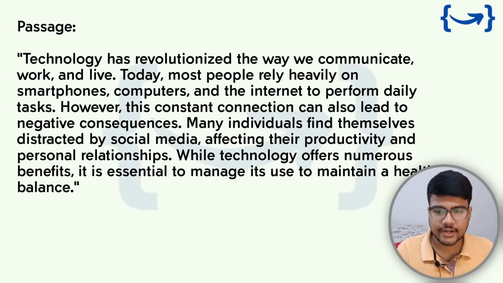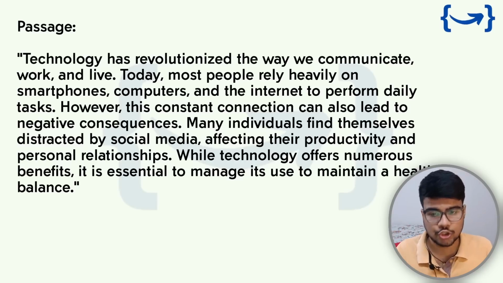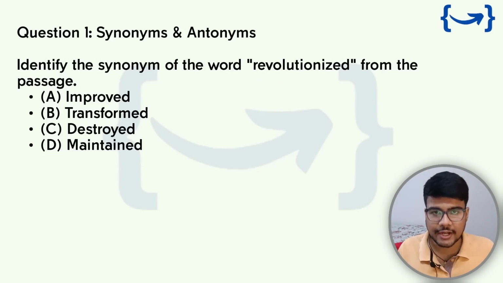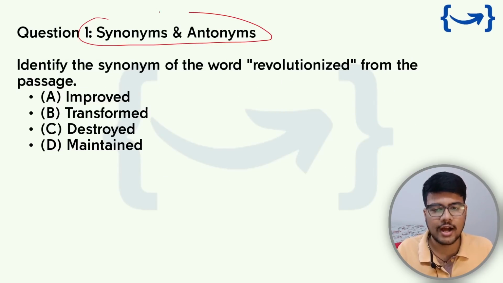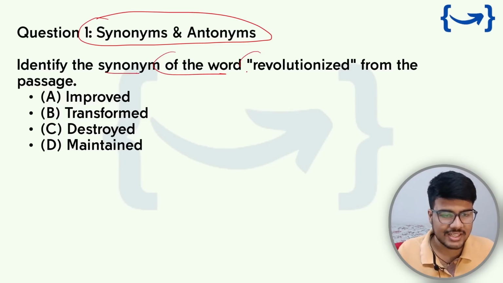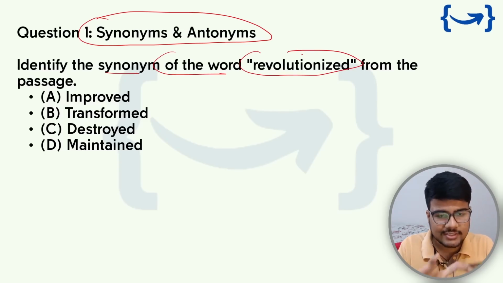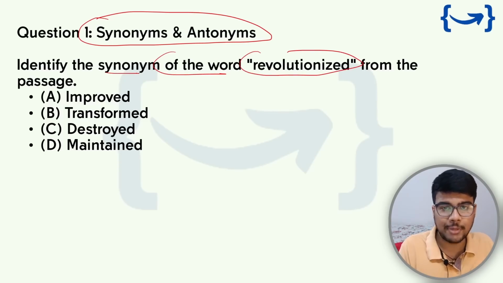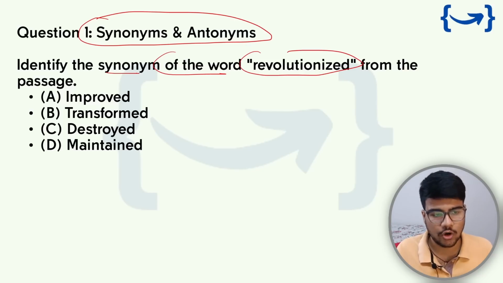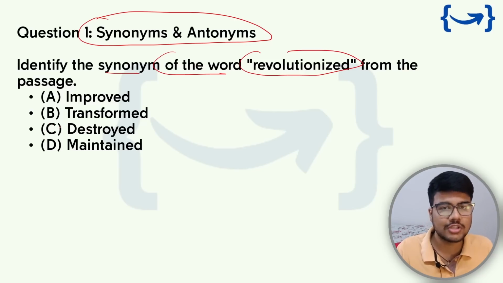Now, as you have read all the lines present in this passage, I guess you are able to answer all the problems that I am going to show you. Now, synonyms and antonyms. These types of problems were asked in the Cognizant Communication Round. So identify the synonym of the word revolutionized. In this question, I guess there would not be a big issue because it is a very generic word. From the passage, you need to choose the right option.